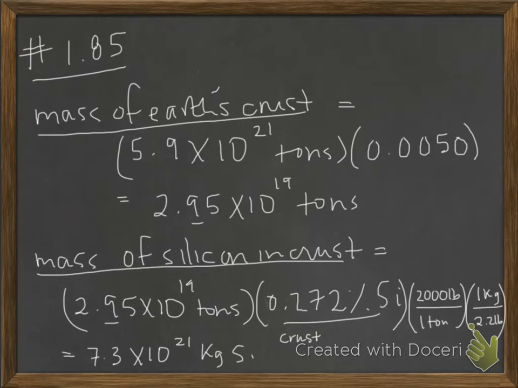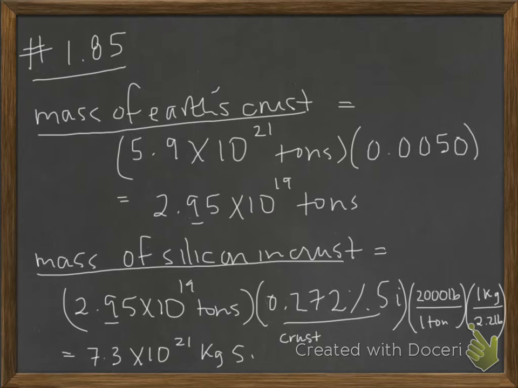This is problem 1.85 in the 11th edition of Chang. The problem reads, the thin outer layer of Earth, called the crust, contains only 0.50% of the Earth's total mass, and yet is the source of almost all elements. Silicon is the second most abundant element in the Earth's crust at 27.2%. Calculate the mass of silicon in kilograms in the Earth's crust.